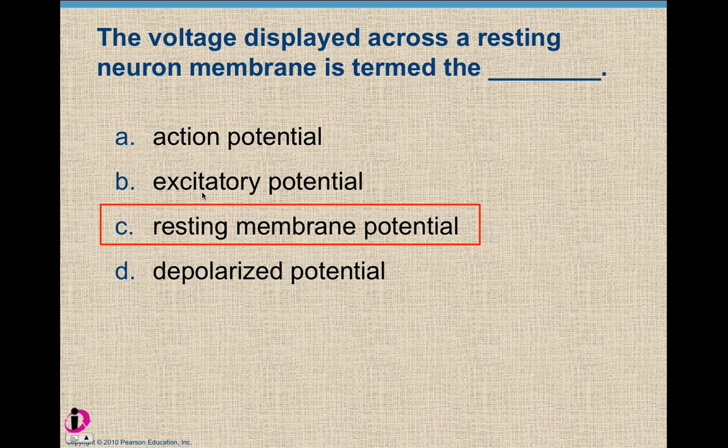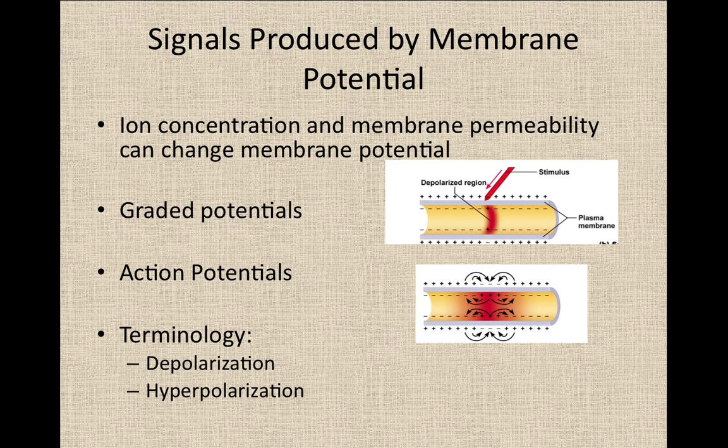So the depolarized and excitatory potential is going to be kind of made up words, whereas the action potential is going to be when you actually get to the threshold, it sends that wave of the signal down the axon. So the signal is produced by the membrane potential. When you get this ion concentration and membrane permeability, that can change the membrane potential, and it changes it at specific locations within the cell when you get these graded potentials. So a graded potential will be any change in the voltage at a specific segment of that neuron, and typically that's going to be found at the dendrites.